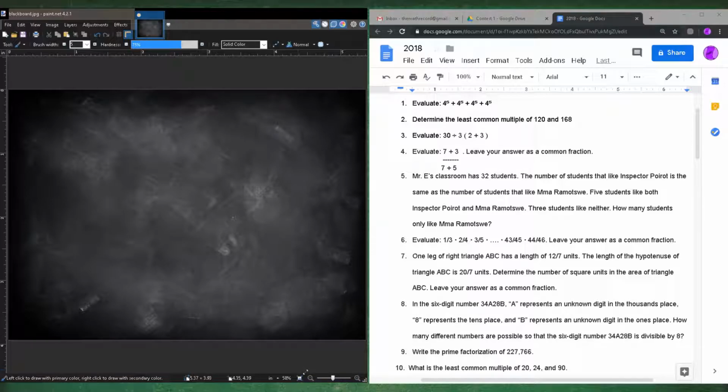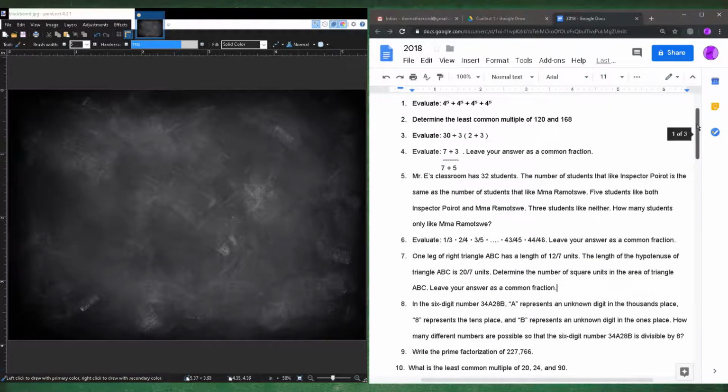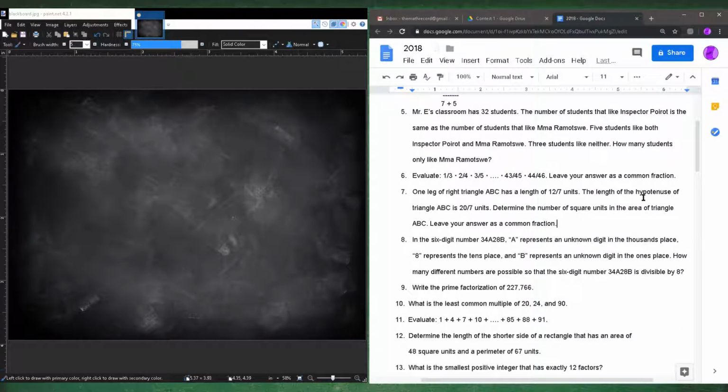Okay. Sorry. And number 7. One leg of a right triangle has length 12 over 7, and the length of the hypotenuse is 20 over 7. Determine the number of square units in the area of the triangle. Leave your answer as a common fraction, okay?